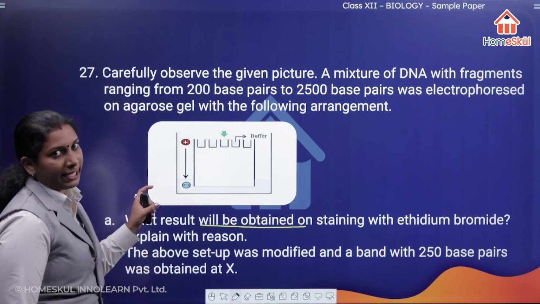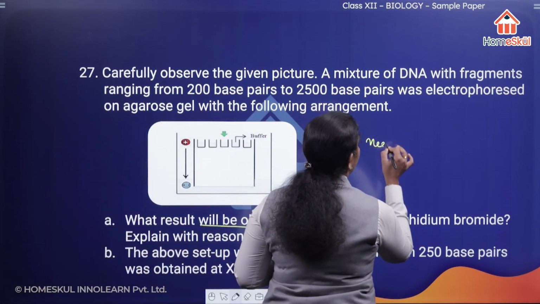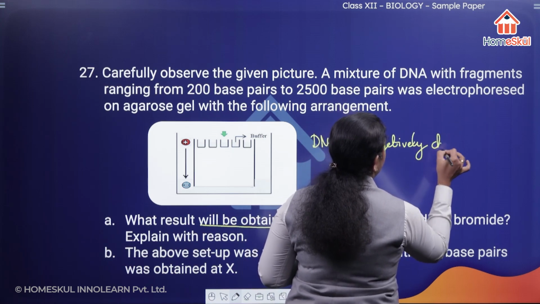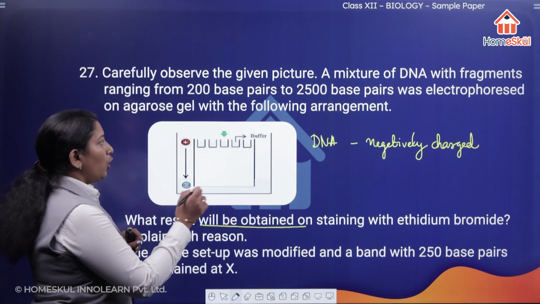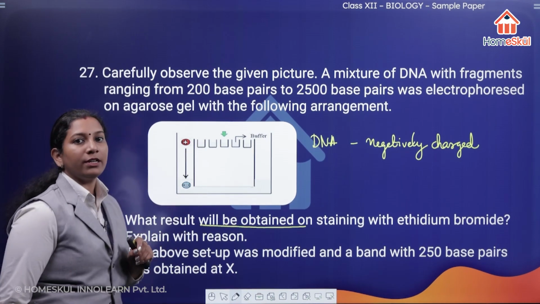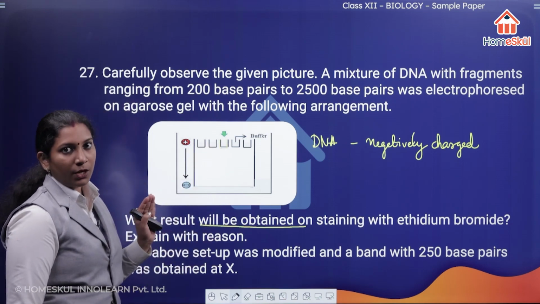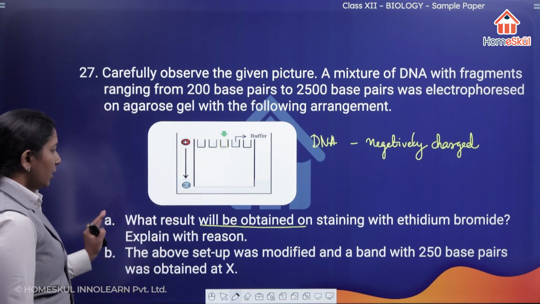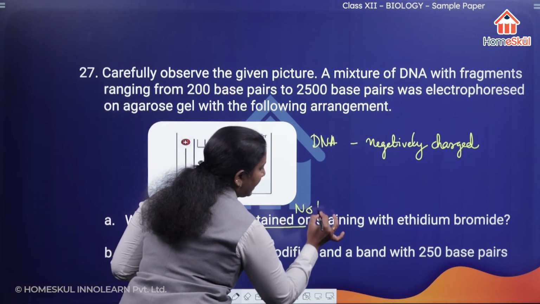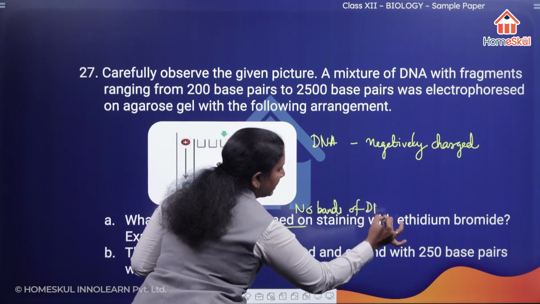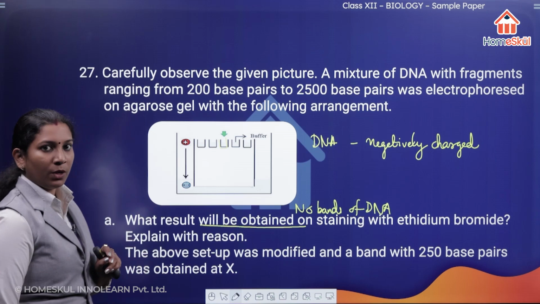The setup is not properly arranged, because we know that DNA fragments are negatively charged. So they cannot move from this positive end to the negative electrode. Simply, they are still present in the wells in this setup. So this is the first condition. What will be obtained on staining with ethidium bromide? You cannot obtain any bands. So no bands of DNA, because the DNA is negatively charged, it cannot move towards this negative end. They are only present in these wells. So that is the answer.